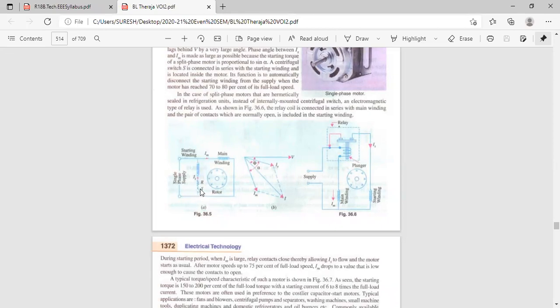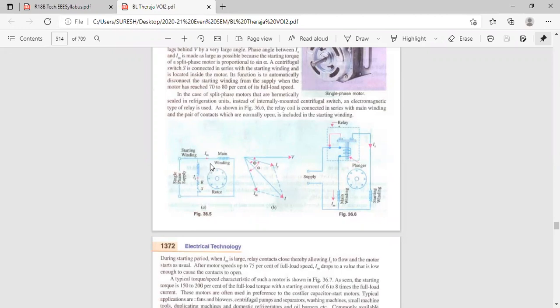Now close this switch. Initially, if there is no starting winding, current is flowing only in the main winding, I is equal to Im. Now when you connect one winding in parallel with this, the current I will divide into these two. This is the node point. At the node, the current will divide as Im and Is when you close this switch. Now around this winding also, one more flux is developed.